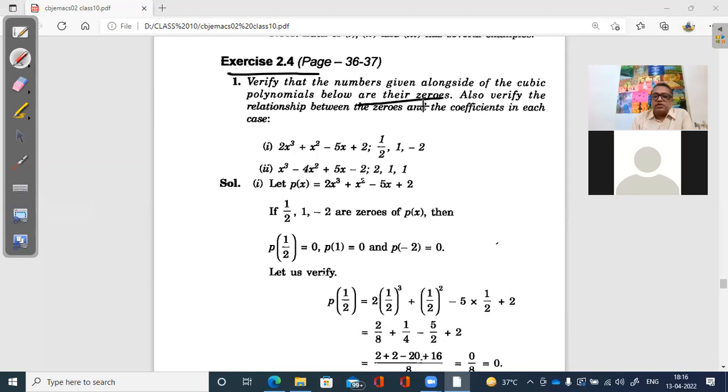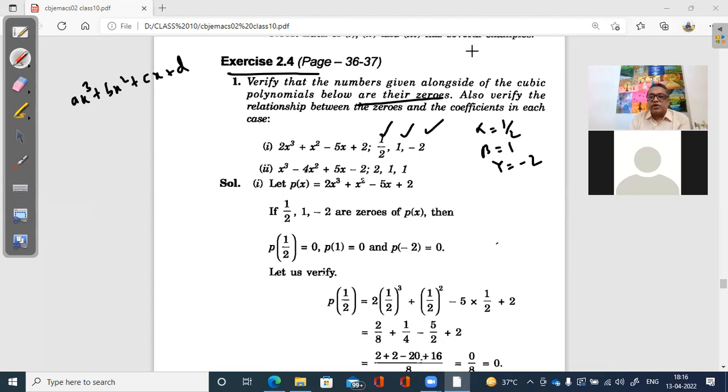Here in cubic polynomials, there are three zeros, 1, 2, 3. This is your alpha, beta, gamma. So alpha is given as 1/2, beta is given as 1, gamma is given as -2. These are your alpha, beta, gamma. And when there is a cubic polynomial, the general format is ax cube plus bx square plus cx plus d. In quadratic, we had only ax square plus bx plus c. We found A, B, C. Here A, B, C, D are 4.